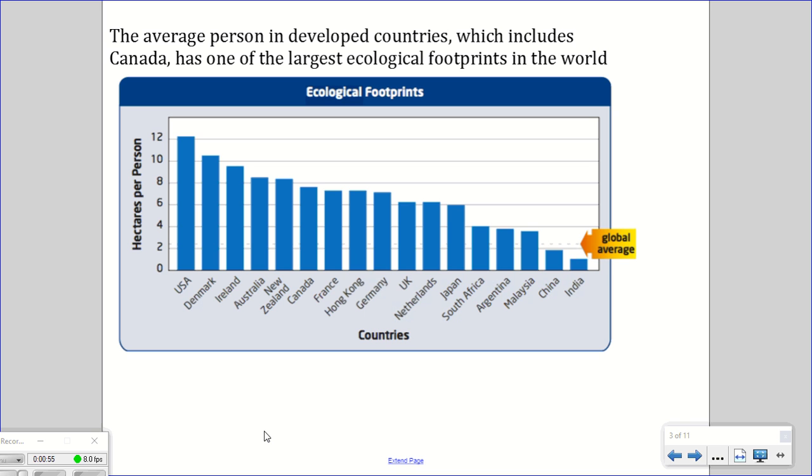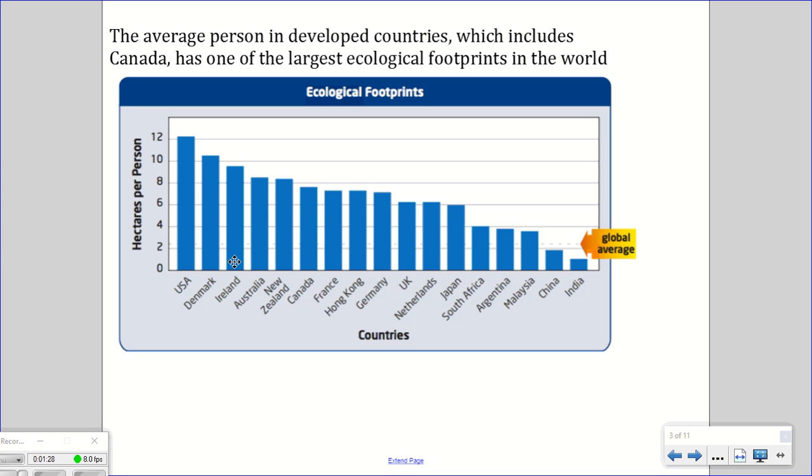The average person in developed countries, which includes Canada, has one of the largest ecological footprints in the world. So here in this image, we see a lot of countries, USA all the way down to India. And then here on our y-axis is the number of hectares per person, the amount of land required to support that standard of living for individuals in that country.